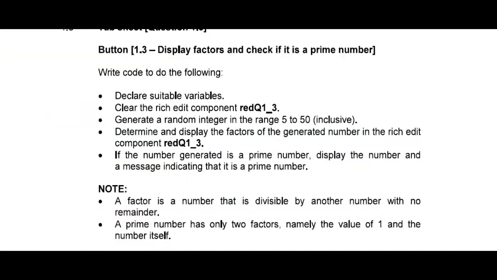Now we're going to try question 1.3, and you will see that it is asking you to display the factors and check if the number is a prime number that was randomly generated. So you can see we're generating a random integer from 5 to 50. If you have a look at our exam guidelines of 2018, which is still being applied today, and this is now in 2020, you will see that this is one of the requirements that you need to be able to do, is find factors as well as testing if a number is a prime number.